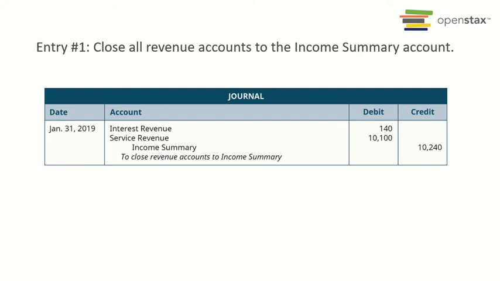So at the end of the accounting period, we had interest revenue and service revenue with credit balances of $140 and $10,100. So in order to close these two accounts, return these two accounts to zero balance, we need debit entries. So we debit interest revenue $140 and debit service revenue $10,100. The offset entry is to credit income summary $10,240. So that's step 1. Close all revenue accounts, debit all your revenue accounts to income summary.